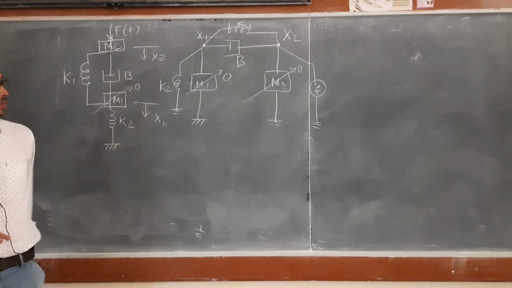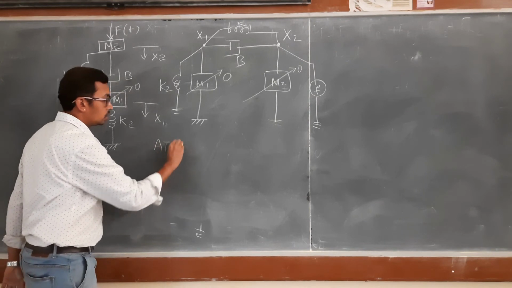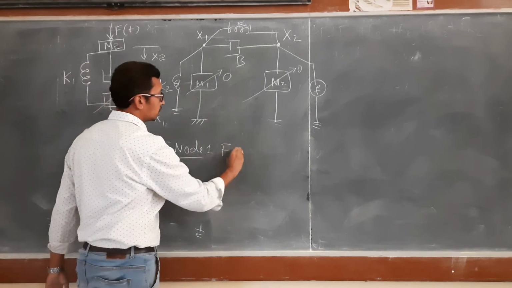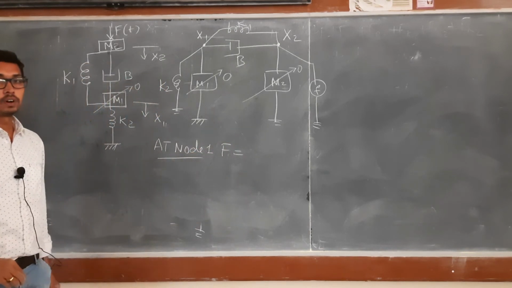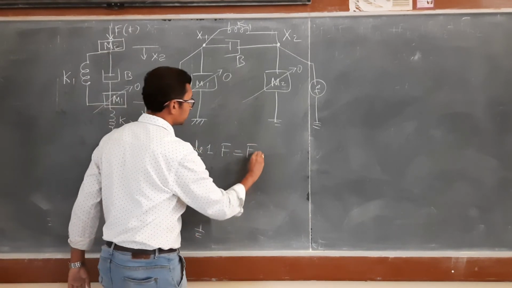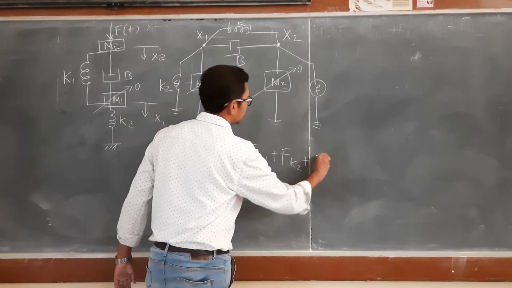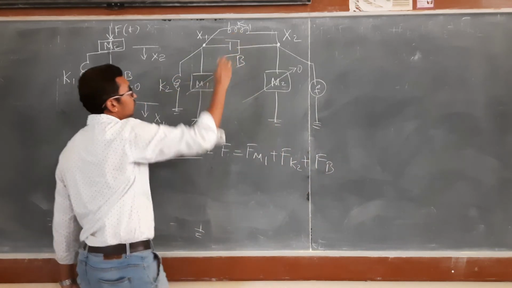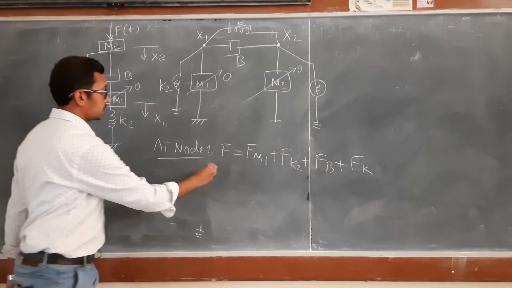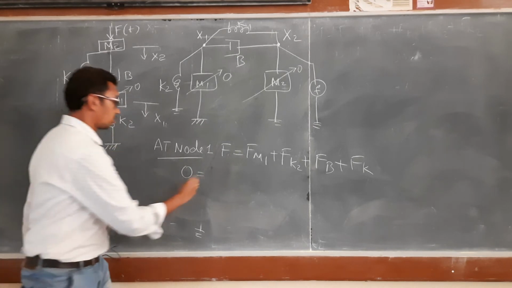Okay, so now we need to write the differential equations. I'll write that one at node number 1. Applied force is equal to the opposing force. What is the applied force here? Nothing is there. What is the opposing force? We have F of M1 plus F of K2 plus F of B plus F of K1. Here there is no applied force, so that will be equal to 0. There is no M1, so that is also equal to 0.